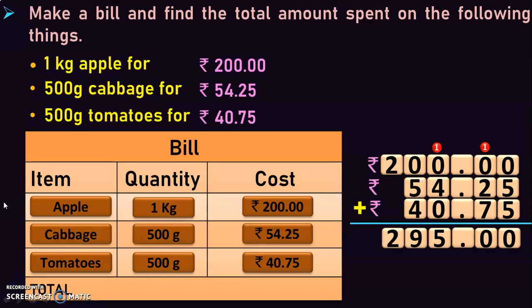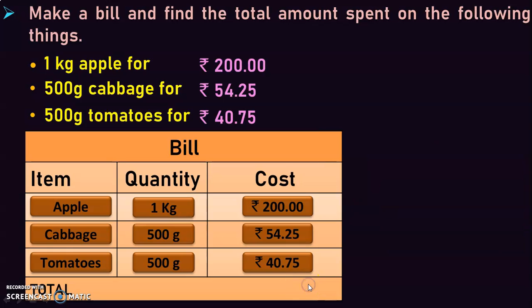As I have already told you, rupees addition is similar to a normal addition. So now add these three numbers. The paise will be added, then the rupees will be added and you get the total amount to be 295 rupees. So this is how we create a bill. You specify the item, quantity, cost and add all the cost and bring the total amount.